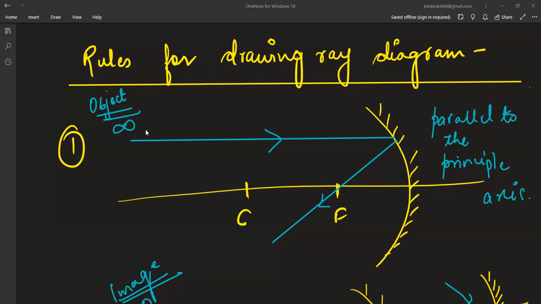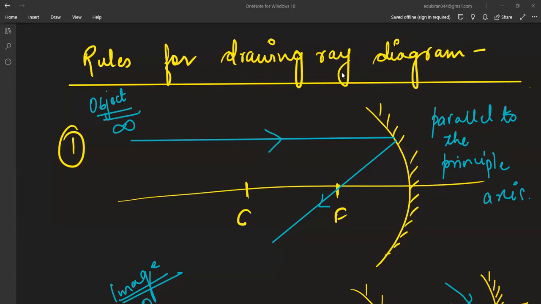So the object is kept at infinity. Light rays are coming from infinity, and one more condition, parallel to the principal axis. So it gets reflected, and the reflected ray has a property to pass through the focus exactly. That's what it shows over here. Clear, Tarif? Where will the image be formed?